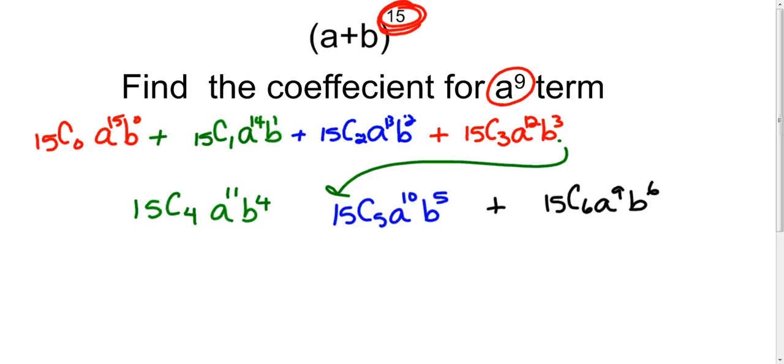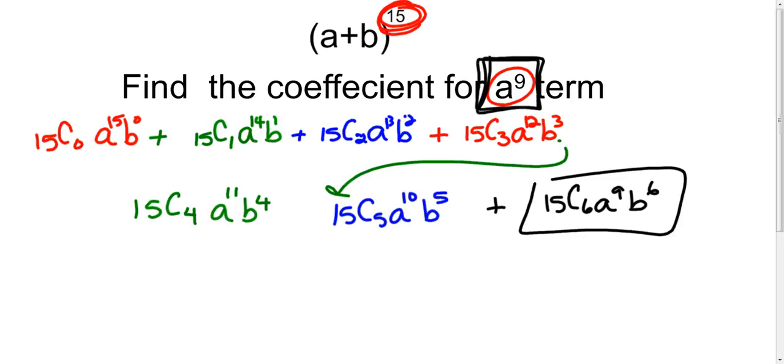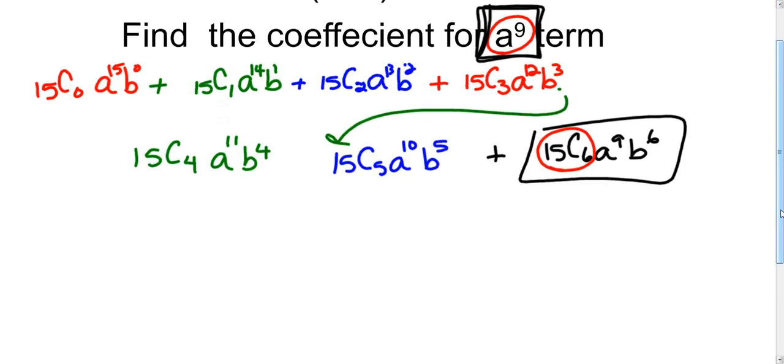Okay, this is the term it wants. It wants me to find the coefficient for the a to the 9th term. That's this term right here. The coefficient of that will be this part of it right here, which is 15C6. That's the coefficient, okay? So I will stick that into my calculator, do 15C6, and then I get 5,005.